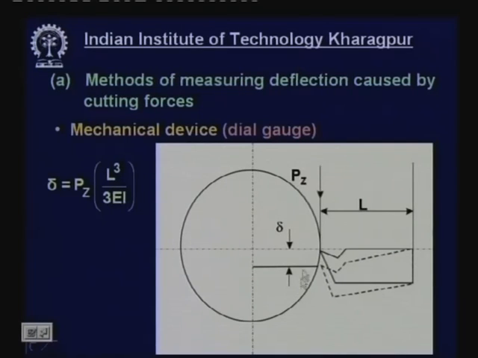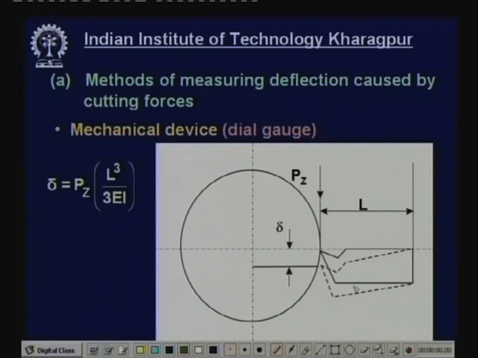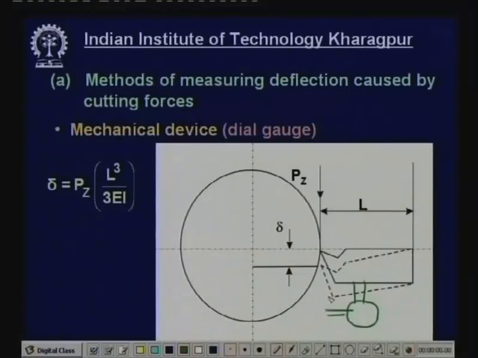Now the question is how this deflection delta will be measured. Depending upon the method of measurement, the dynamometer varies: mechanical dynamometer, electrical dynamometer, and so on. Say a mechanical dynamometer, a mechanical device. Here we can put a dial gauge. This dial gauge is fixed on a place or a structure, and because of the deflection delta under the action of the cutting force, the dial gauge will indicate the deflection directly.